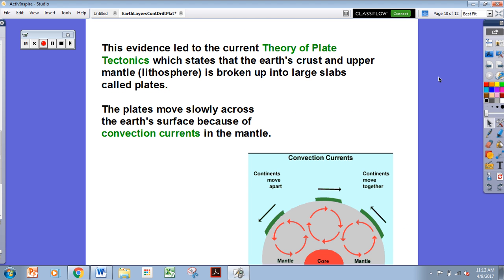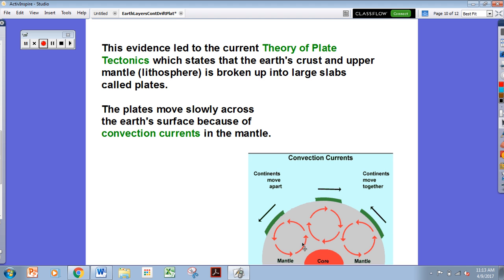So all of that evidence about seafloor spreading and mid-ocean ridges led to the current theory of plate tectonics, which states just that the Earth's crust and upper mantle, which makes up the lithosphere, is broken up into large slabs called plates, and that these plates move slowly across the Earth's surface because of convection currents in the mantle. So we talked about that a little earlier in the presentation, but here you can see these convection currents.